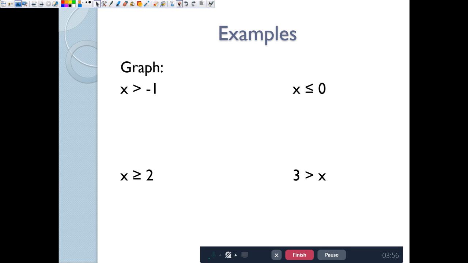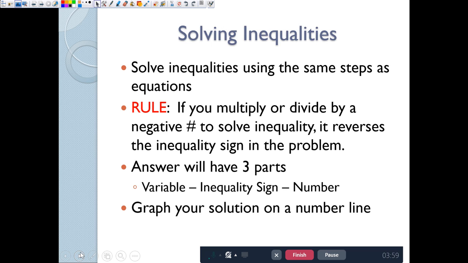Okay. Solving inequalities. You solve inequalities using the same steps as equations. Today we're not worried about this, but we will be doing this tomorrow. If it has parentheses, you're going to distribute. If it has fractions, you're going to eliminate your fractions. And then you're going to combine like terms. You're going to isolate the variable by adding or subtracting to move it to one side, and move the constant to the other side. And you're going to multiply or divide to get the variable by itself. The same steps that we've been doing for solving equations, we're doing them for inequalities.